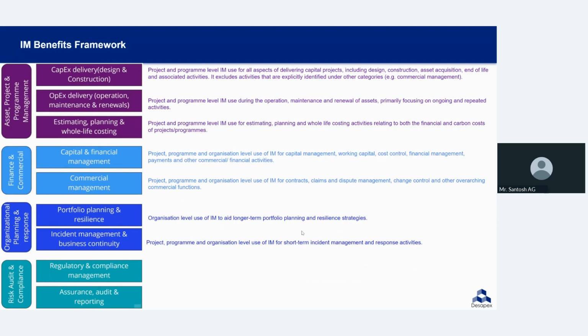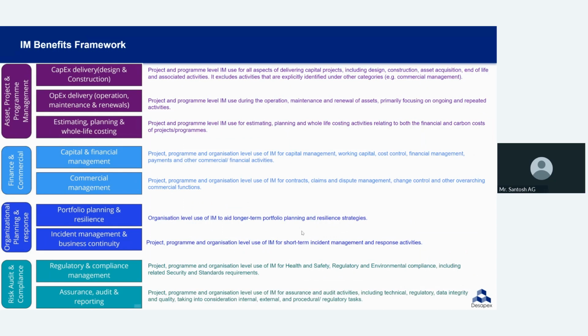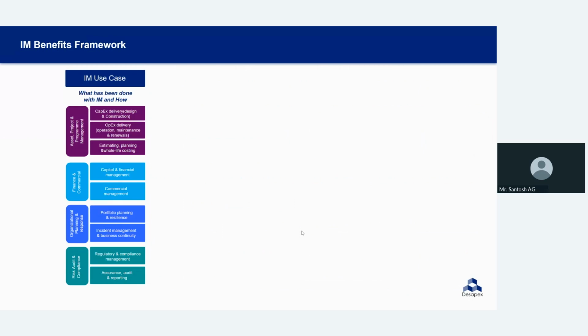And finally, at the last, there is risk, audit and compliance at the key business level for driving the change. Even this has two main parts. In regulatory and compliance management, IM is used for health and safety, regulatory, and environmental compliance, including related security and standard requirements. In assurance, audit and reporting, the IM is used for assurance and audit activities, including the technical regulatories, data integrity and quality, taking into consideration the internal, external, and the regulatory tasks. I've just conveyed the front end of the framework, the information management use cases within our sector at an organization level as well as the project level.